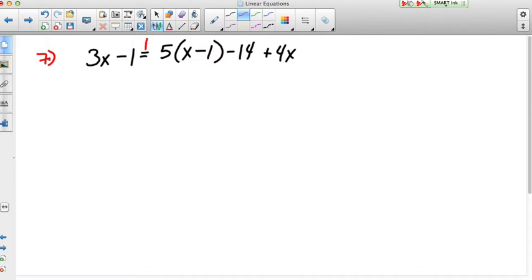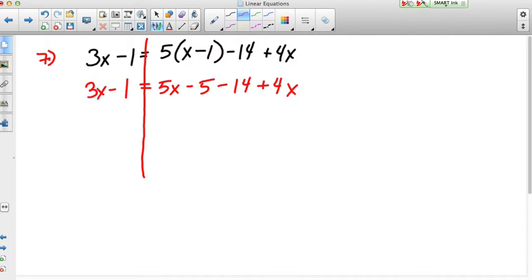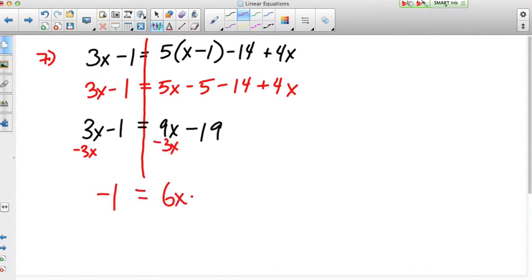Next one I had to solve, railroad tracks. First I distribute: 5x minus 5 minus 14 plus 4x equals 3x minus 1. Combine like terms, 5x and 4x is 9x, minus 19 equals 3x minus 1. Combine my x's, so I subtract 3x from both sides. So negative 1 equals 6x minus 19.